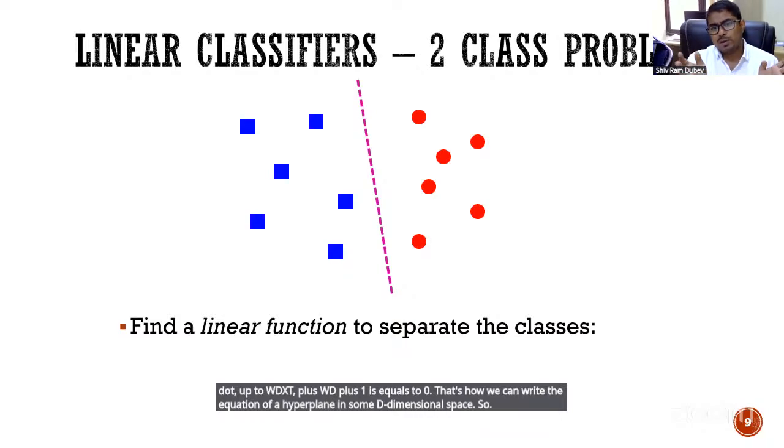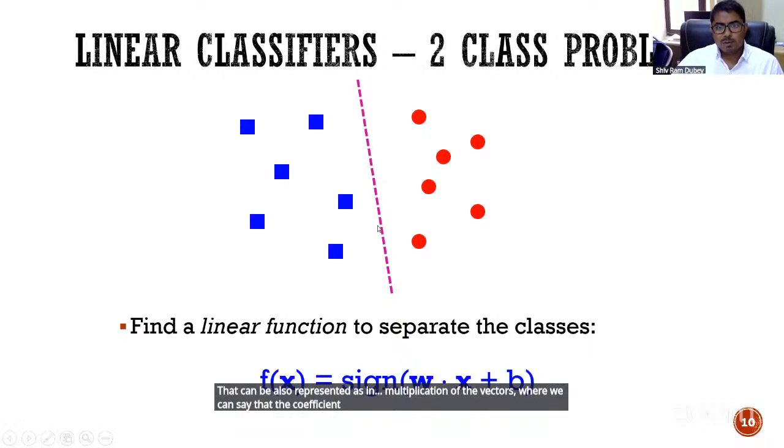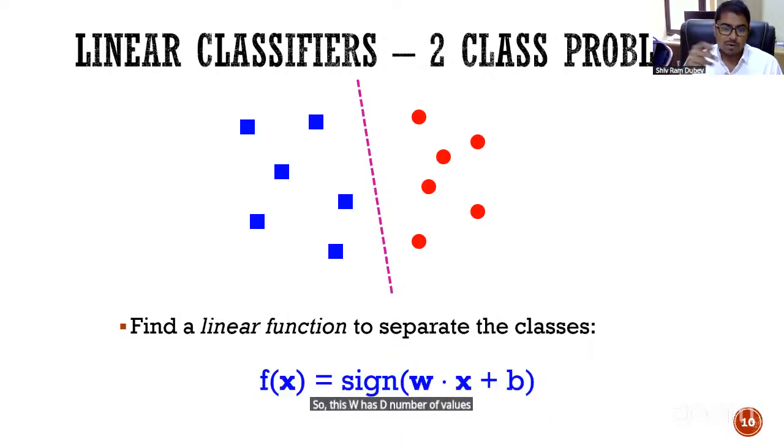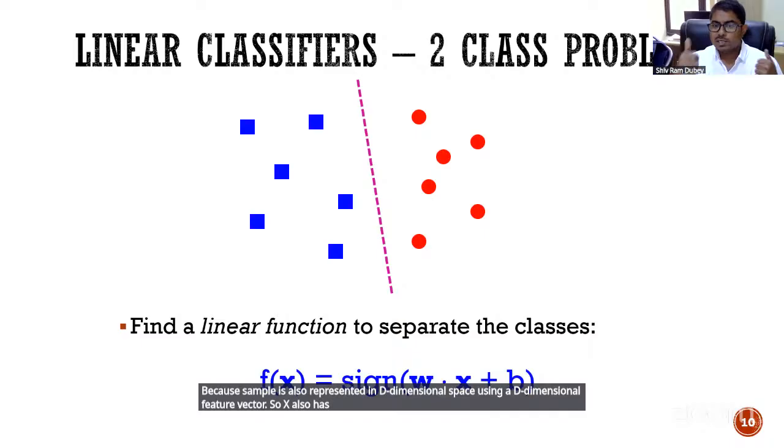That can also be represented as a multiplication of vectors, where the coefficients of this hyperplane are represented as a vector W. What is the meaning of this W? This W has d values: w1, w2, w3 up to wd. And what is X here? X is one of the samples, because a sample is also represented in d-dimensional space using a d-dimensional feature vector, so X also has d values. Similarly, W, the coefficient of this hyperplane, also has d values. Then we can perform this W dot X.